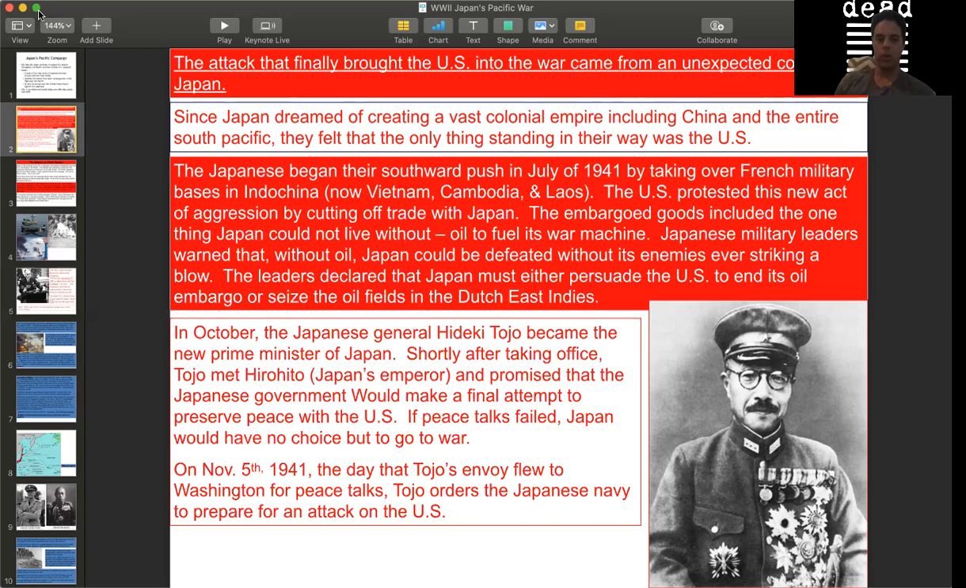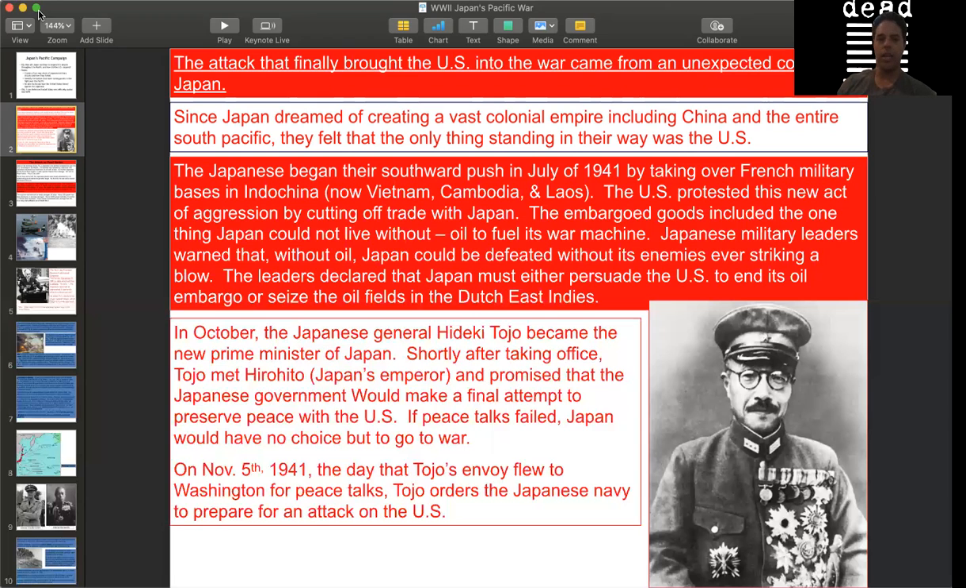So in October, the Japanese general, Hideki Tojo, became the new prime minister of Japan. What this meant was that you had a militarist, Tojo, who was a general, running both the military portion of Japan and the civilian government in Japan. And so now the military was in firm control of the Japanese government.